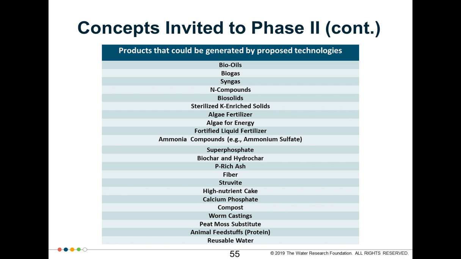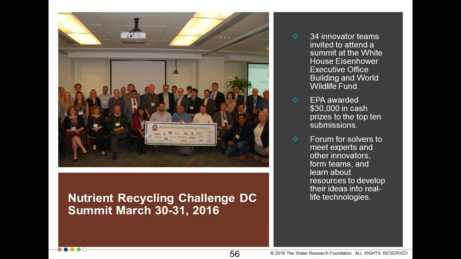This list here just gives you an idea of the various concepts that came in, the types of products that were proposed that could be produced. So as you can see, a pretty wide array of products ranging from various energy products, bio-oils, biogas, syngas, all the way to the N and P fertilizers. Of course, you see struvite there, which we've mentioned a few times today, and then some of those other products like worm castings, compost, peat moss substitute, and various feedstuffs actually. And that was one of the interesting things we learned as we were going through this process: there were some folks thinking about not just how nitrogen or phosphorus could be pulled out and used as fertilizer, but also as animal feedstuffs.